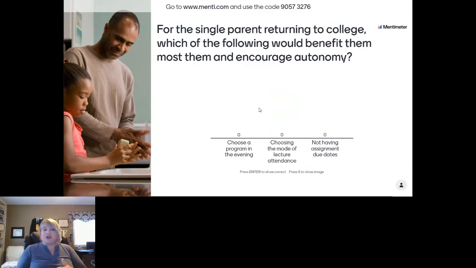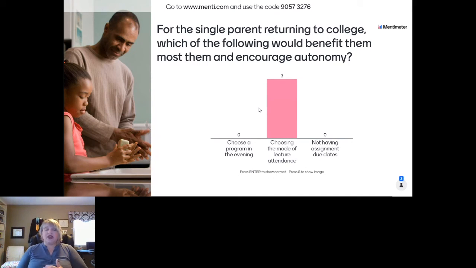For the single parent returning, which of the following would benefit them most and encourage autonomy? Choose a program in the evening, choosing the mode of lecture attendance, or not having assignment due dates. So for the single parent returning to college, which of the following would benefit them most and encourage autonomy?